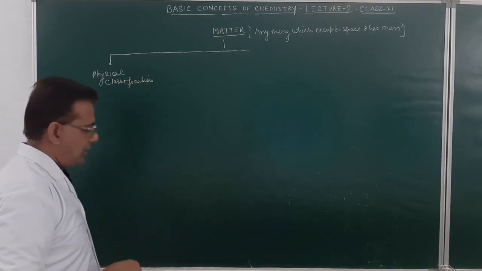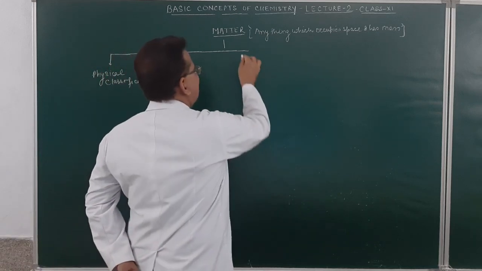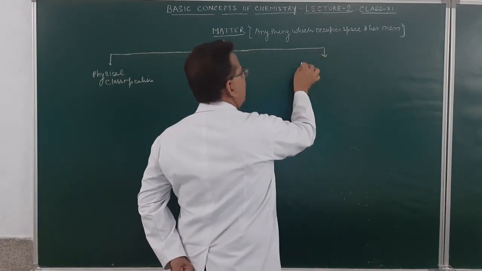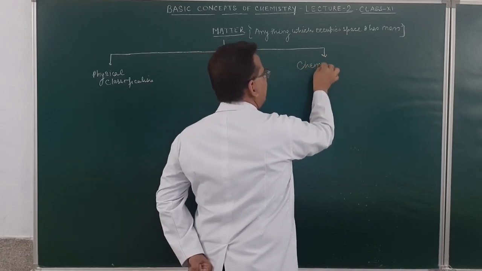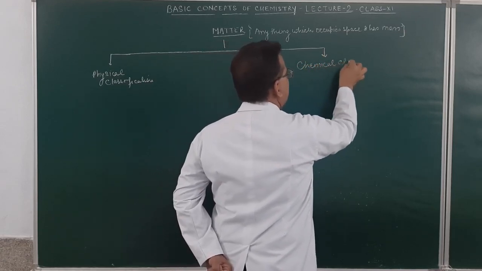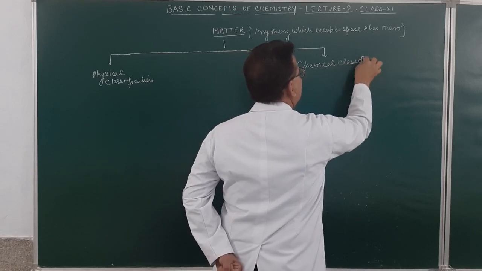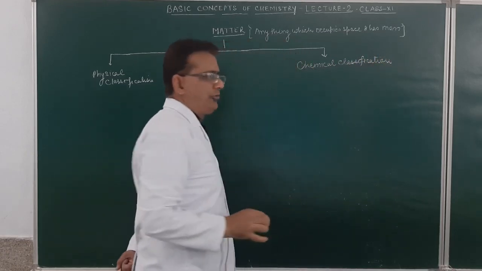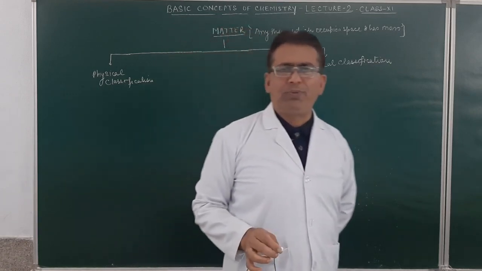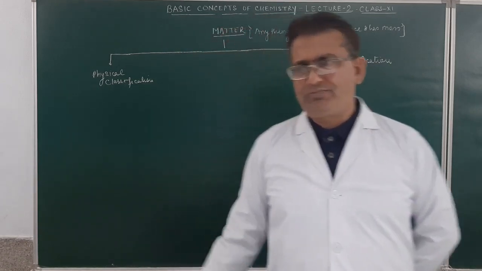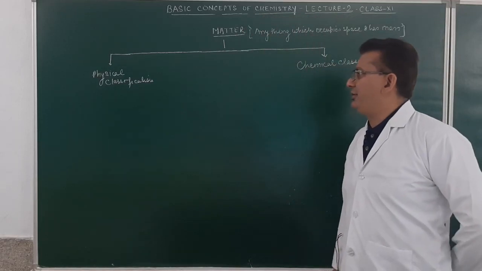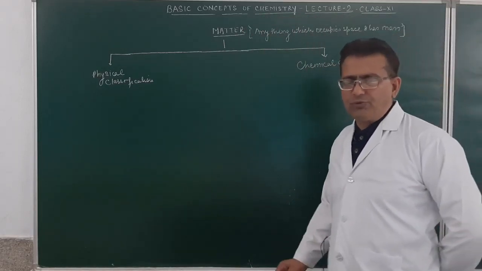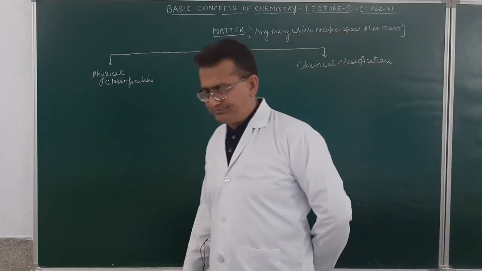Or we may classify matter in the chemical way, and that will be called the chemical classification of matter. So what is matter? Anything which occupies space and has mass. How do we classify matter? We may go for the physical classification as well as for the chemical classification of matter.